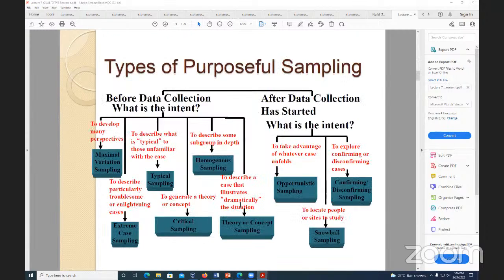There are many different ways of purposeful sampling, and we don't need to understand all of them today, just looking at an overview. If you're going to do a qualitative project, you may actually want to come back to this slide and look at it in some greater depth. But the point is, it depends.